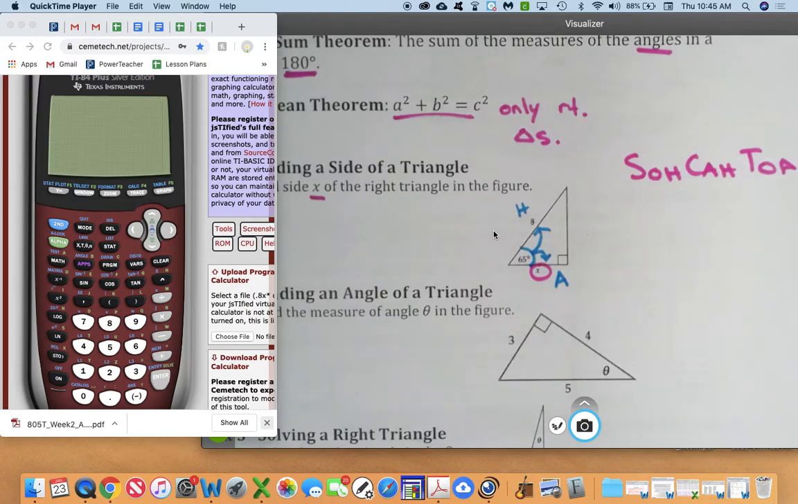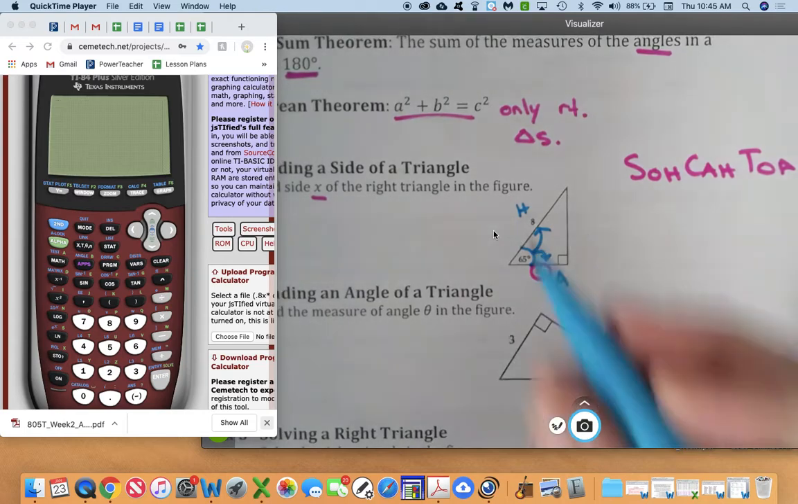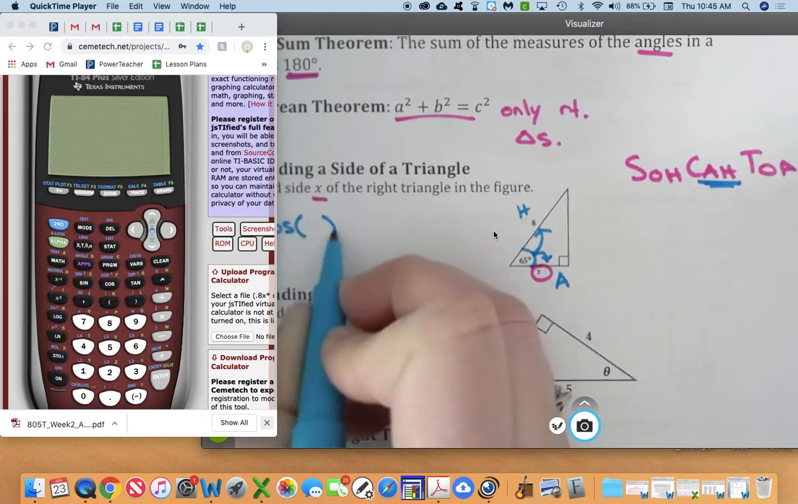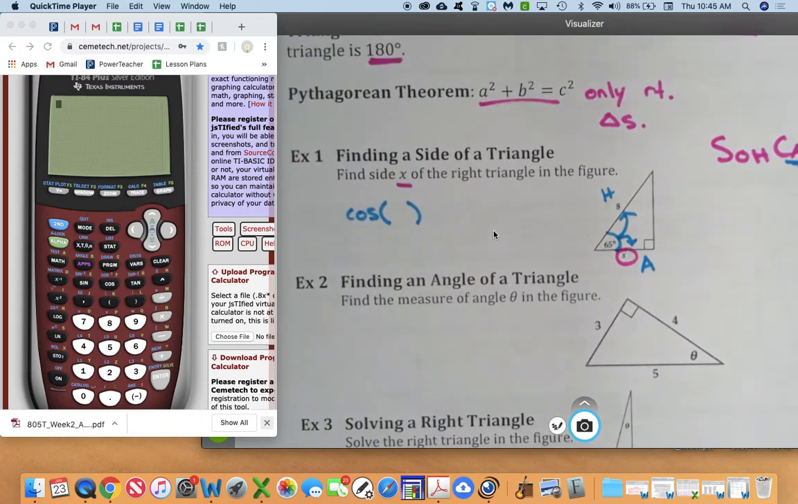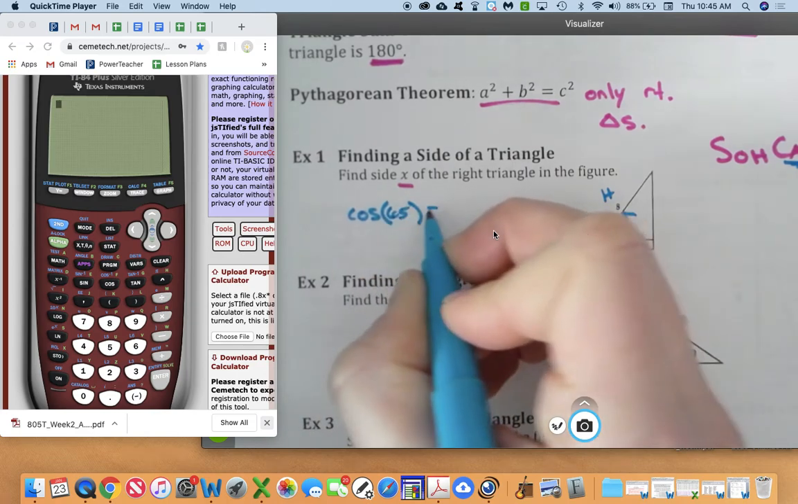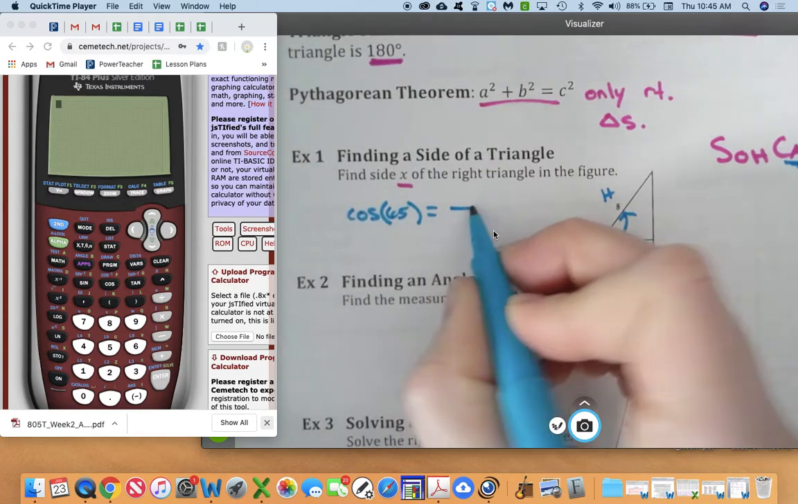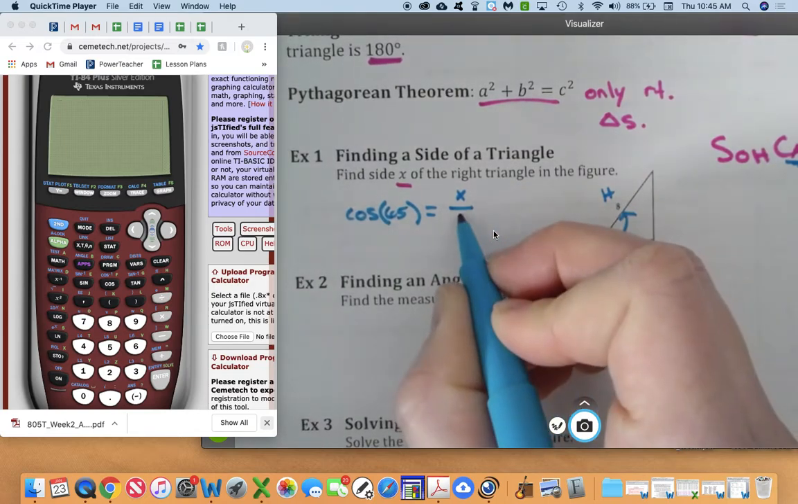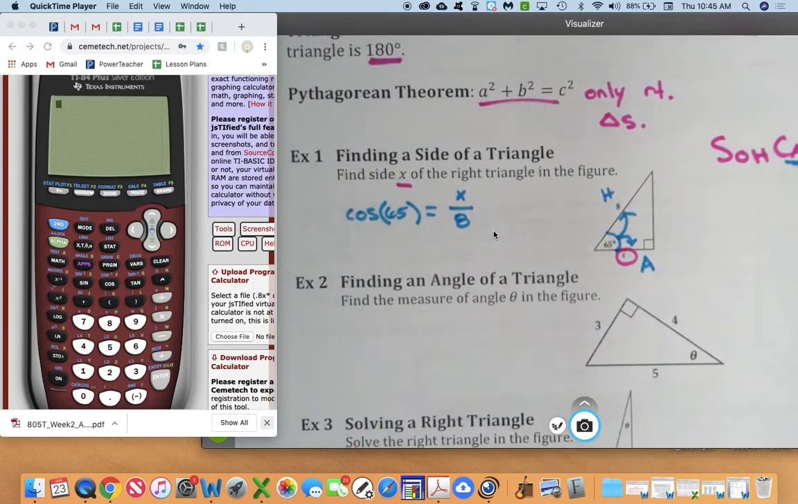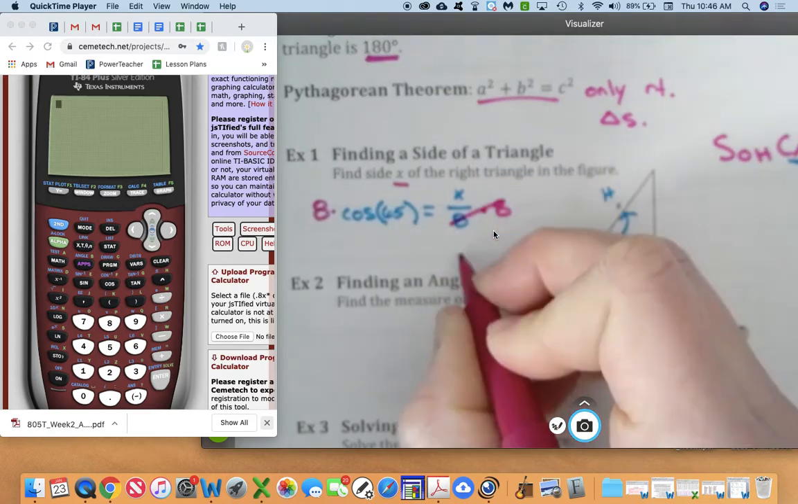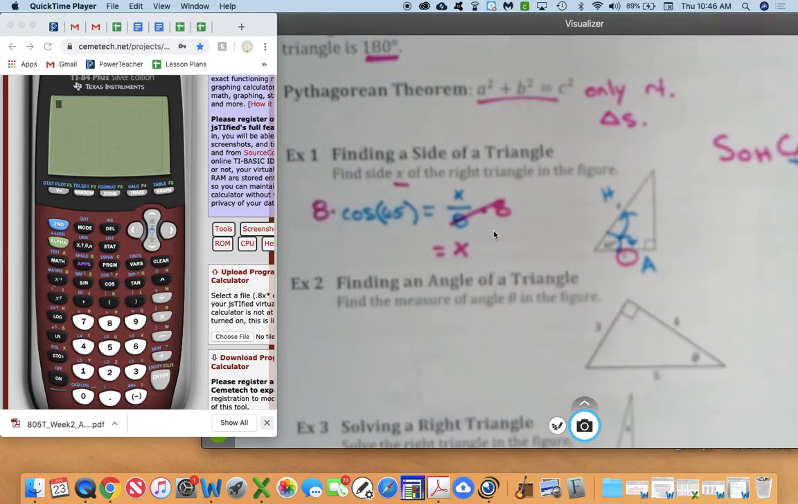Which one am I going to use? Cosine. Hypotenuse adjacent, that's cosine. Cosine of what? 65 goes there, equals, and I want to do them in the order that SOHCAHTOA is, so it's A and then H. A, which is x, goes on top, and on the bottom goes 8. If I'm trying to get x by itself, I would multiply by 8. X equals 8 times the cosine of 65. On your calculator, see what you get as an answer.